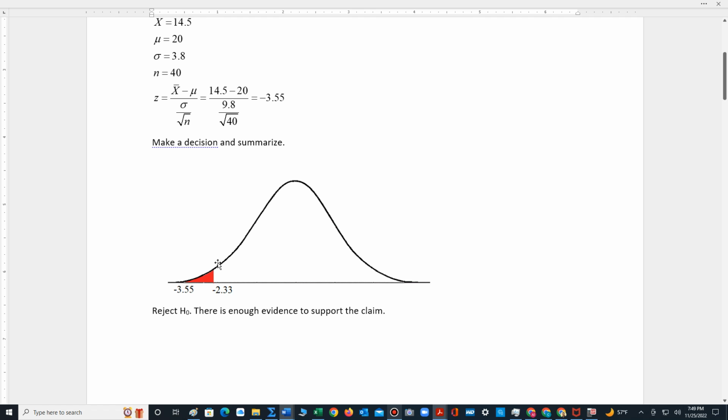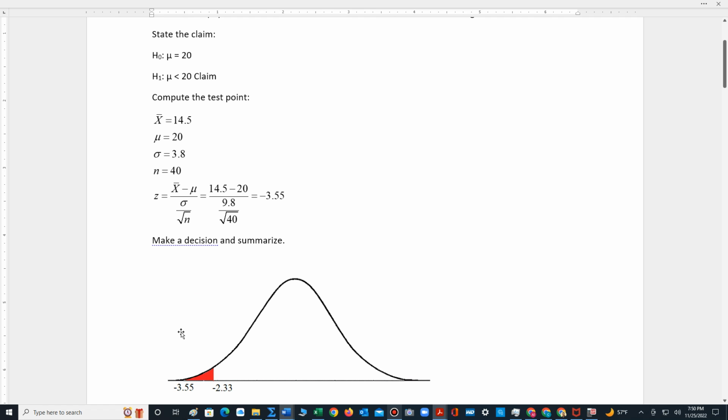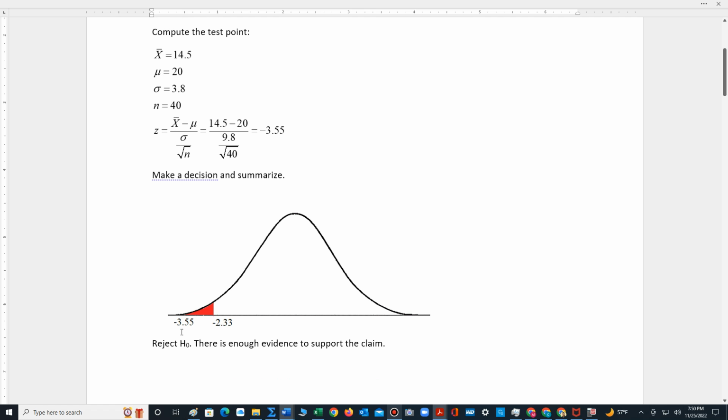We make our decision. We look up the critical value in table F. Since it's a left-tailed test, the critical value is -2.33. The test point is to the left of -2.33. It falls in the critical region. Thus, we reject H naught. Anytime the test point falls in this shaded region, we reject H naught. Finally, we summarize. We say that there is enough evidence to support the claim.